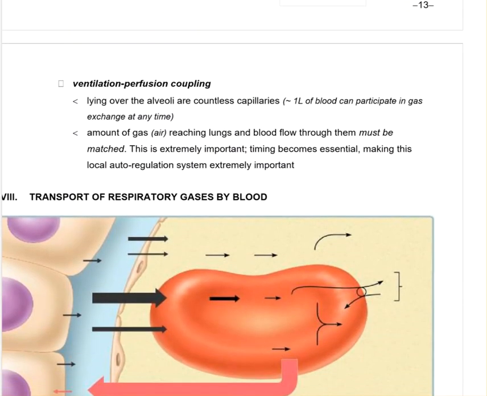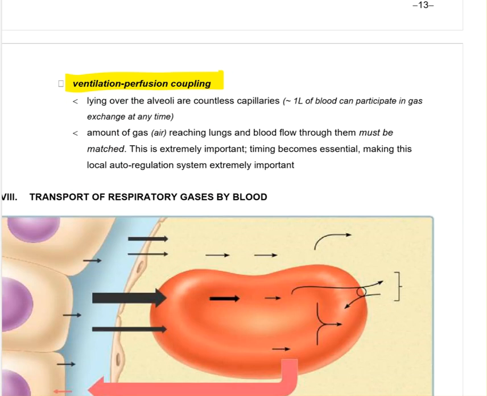Now, one last thing before we get into transport of the respiratory gases by blood is this concept, ventilation perfusion coupling. What does that mean? Well, it means that lying all over the alveoli are countless capillaries, enough that you can get about a liter of blood participating in gas exchange with that 140 meter squared alveoli space we just talked about. And so any air that is in the lungs, we want to basically match the amount of air reaching the lungs as the amount of blood that can take it, right?